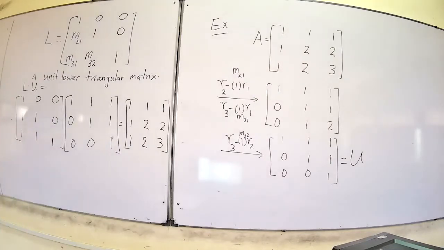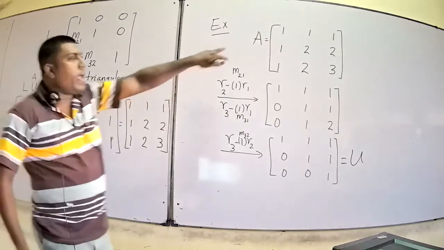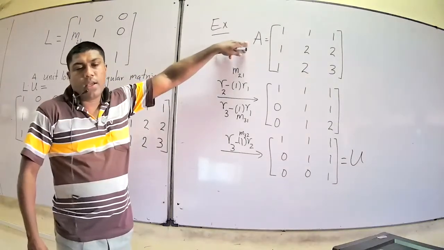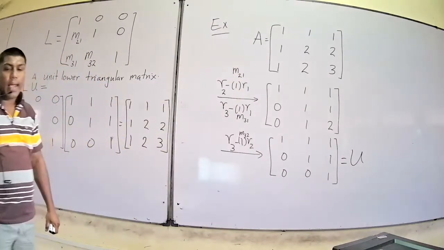So in this example, you can see that when I multiply the unit lower triangular matrix, made by using the multipliers as the lower triangular terms, with the upper triangular matrix we obtained by doing the Gaussian elimination, we see that when we multiply L with U, we get A back.